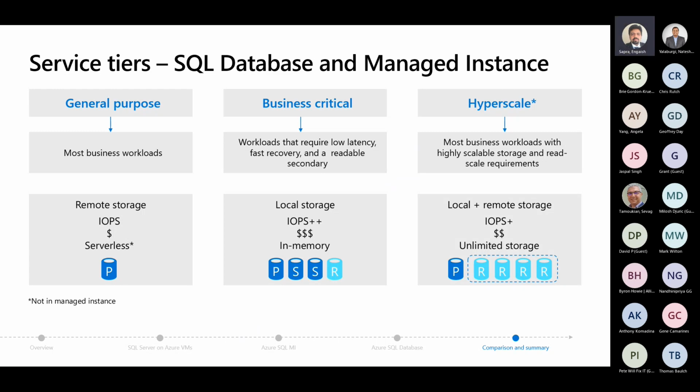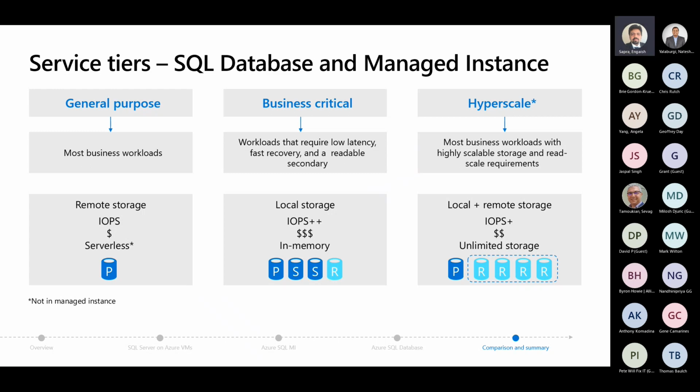Once we decide the deployment option that's best, the purchasing model or the service tier and the hardware is the next thing to determine. So what is service tier? In general, general purpose is a good starting point. It is usually good for most business workloads, and it offers budget-oriented, balanced, and scalable compute and storage options.